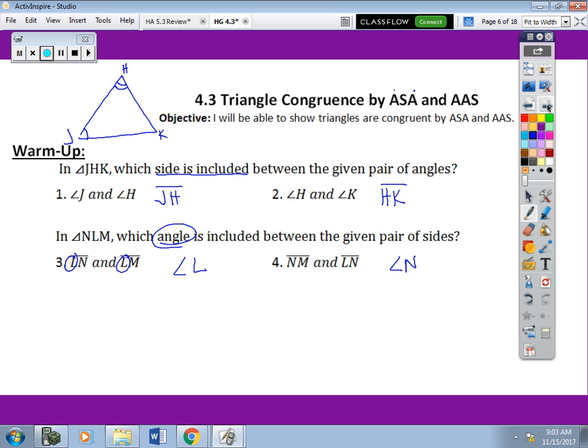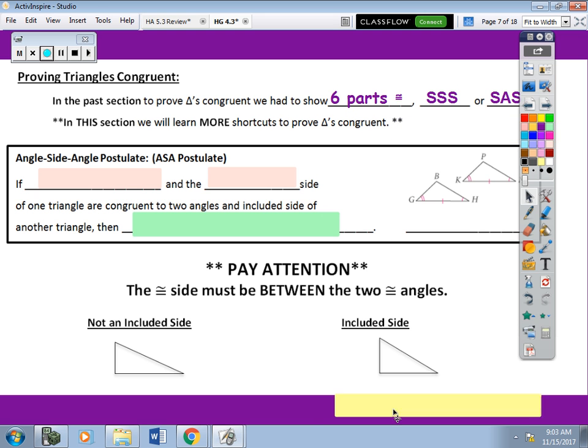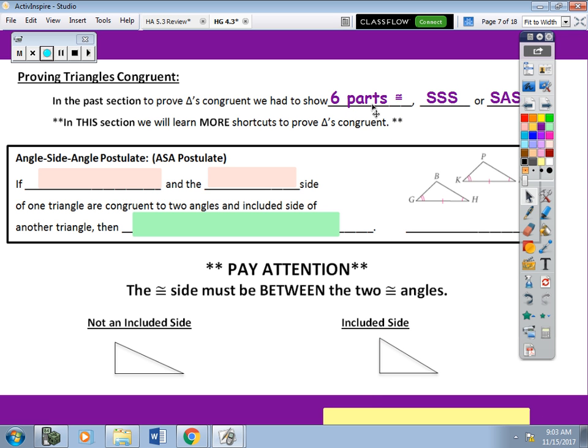Okay. So today we're going to look at two more triangle congruence shortcuts, which are angle side angle and angle angle side. So in the past sections, we had to show either 6 parts were congruent, all the sides and all the pairs of angles, or yesterday we learned the two shortcuts, SSS and SAS. Today we'll learn 2 more. There's a third one, but we don't learn it until later, and that's hypotenuse leg.